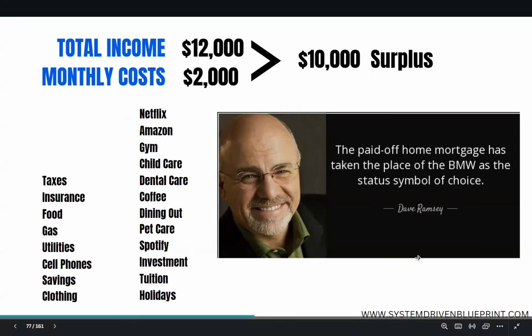I love Dave Ramsey's quote here. It says, the paid off mortgage has taken the place of the BMW as the status symbol of choice. Again, I'm not giving any financial advice. I'm simply, for entertainment purposes only, going through a scenario of how using this online business and making full-time income part-time, you can get yourself out of financial bondage.